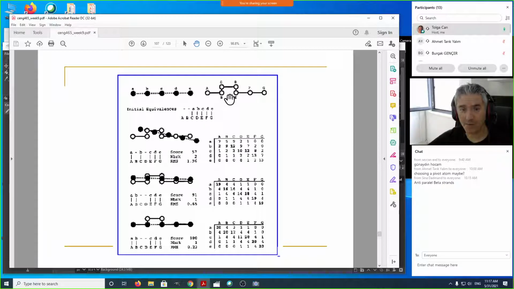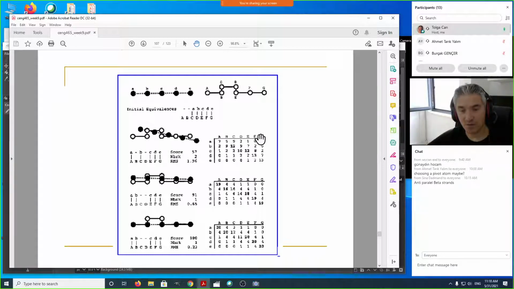Different number of amino acids in both of them. So here the initial equivalences: A is matched with C, B with this B. So this is the initial equivalence. If you try to superimpose these two with respect to this initial matching, this is the best superimposition you can get. If you, for example, rotate it a little bit, the distances between matched atoms is going to increase. So this is the smallest minimum RMSD you can get considering these matches.